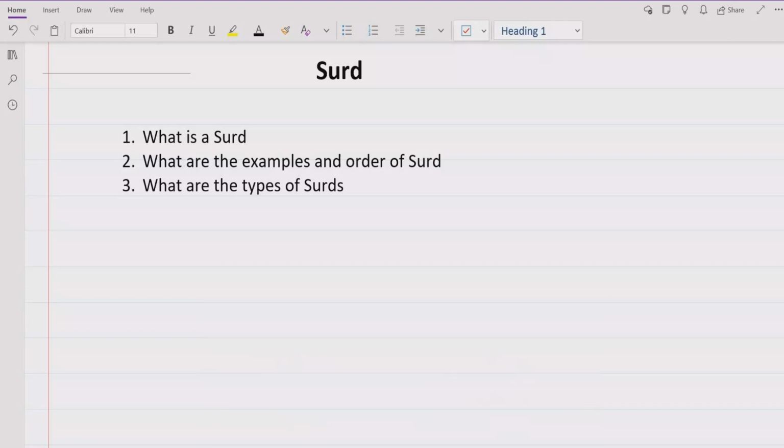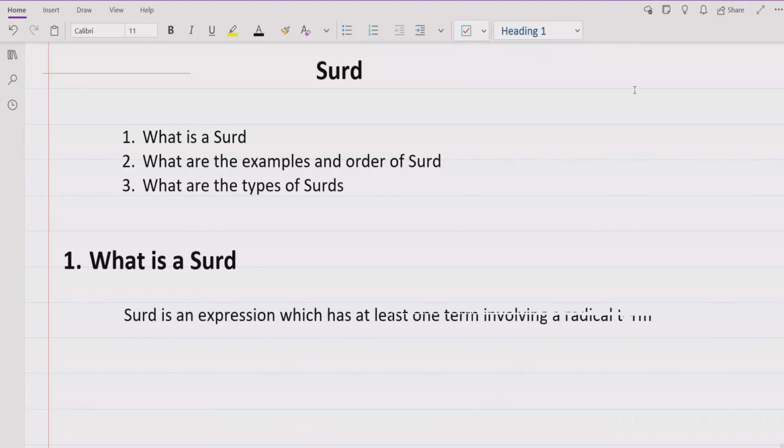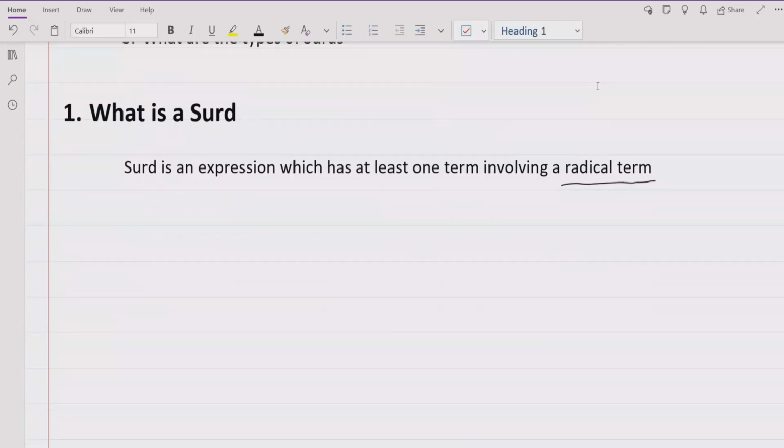So start from the surd. So, what is a surd? Surd is an expression which has at least one term involving a radical sign. So, what is important in the surd? It contains a radical term. So, what are the examples?